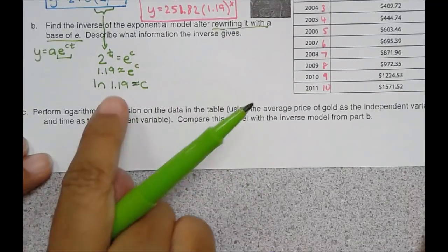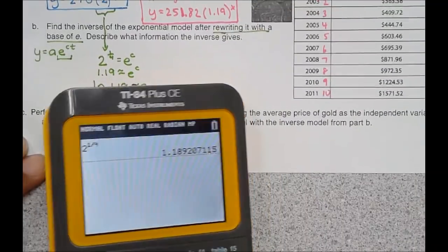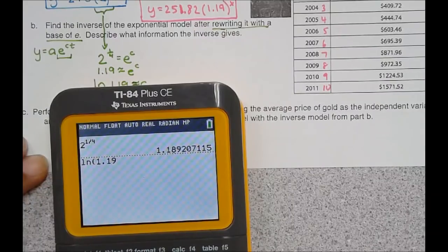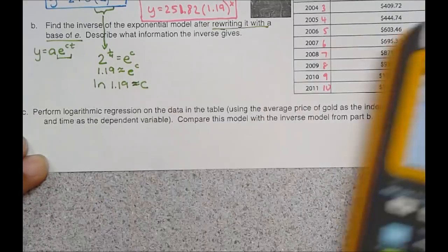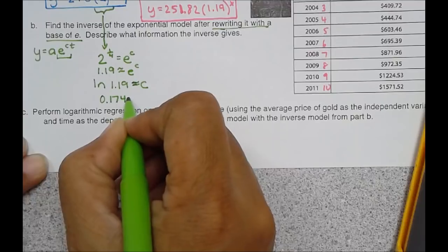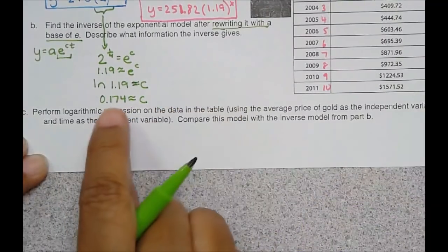All right, we're going to plug this into the calculator. So I'm going to go ln of 1.19, and this is going to be about 0.174. Okay, so we finally have c.